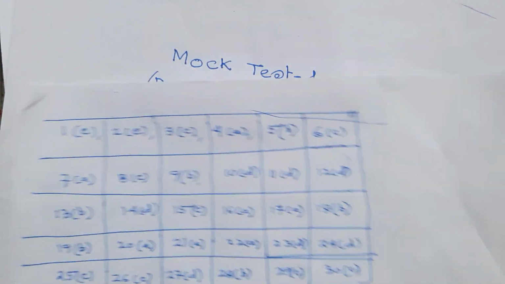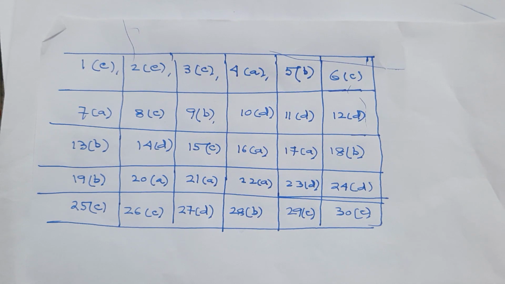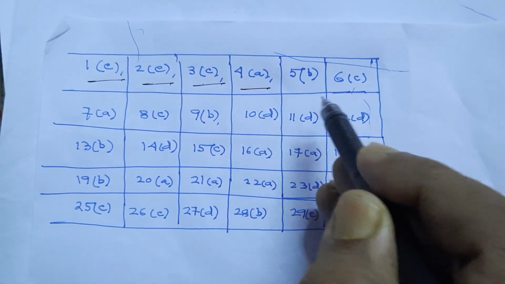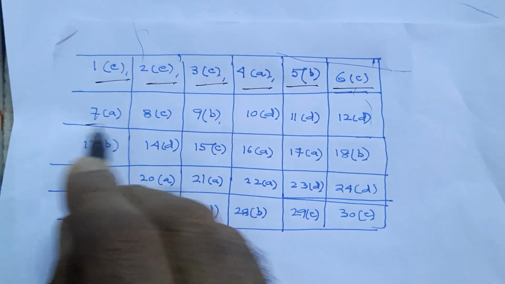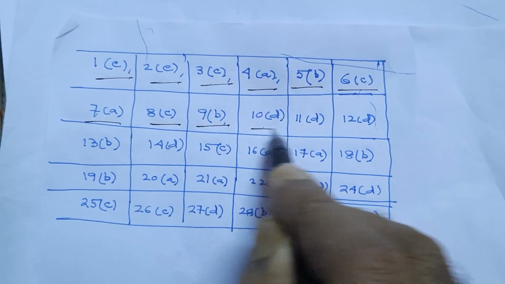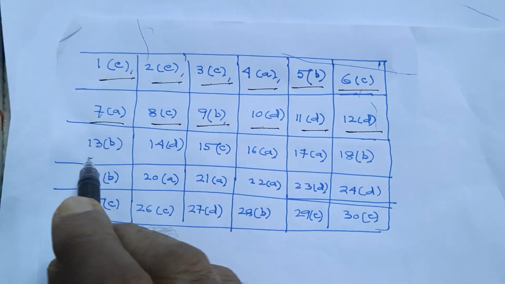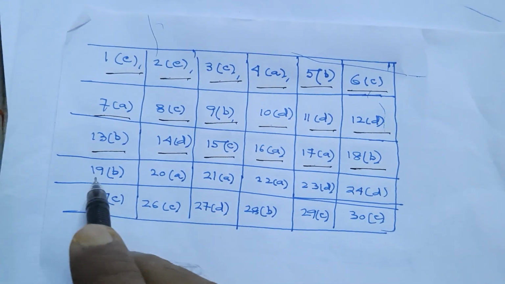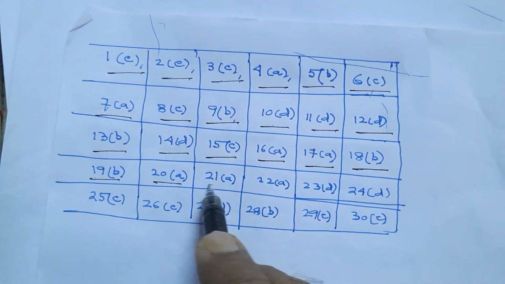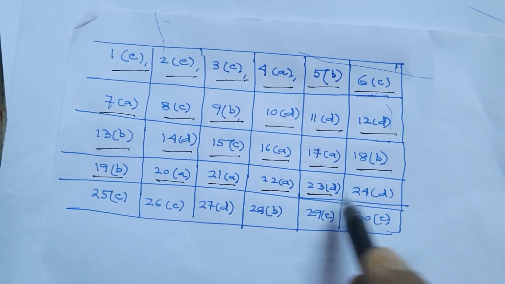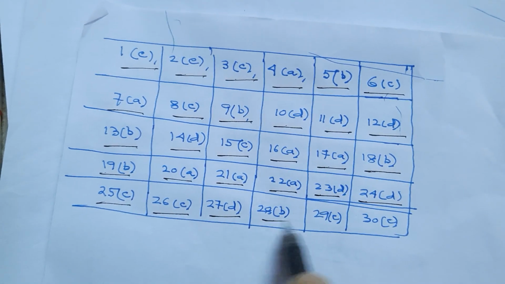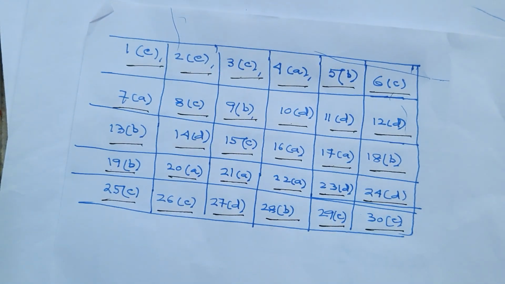Now, the MCQ answers of the question paper are 1C, 2C, 3C, 4A, 5B, 6C, 7A, 8C, 9B, 10D, 11D, 12D, 13B, 14D, 15C, 16A, 17A, 18B, 19B, 20A, 21A, 22A, 23D, 24D, 25C, 26C, 27D, 28B, 29C, and 30C. And that is in the MCQ form.